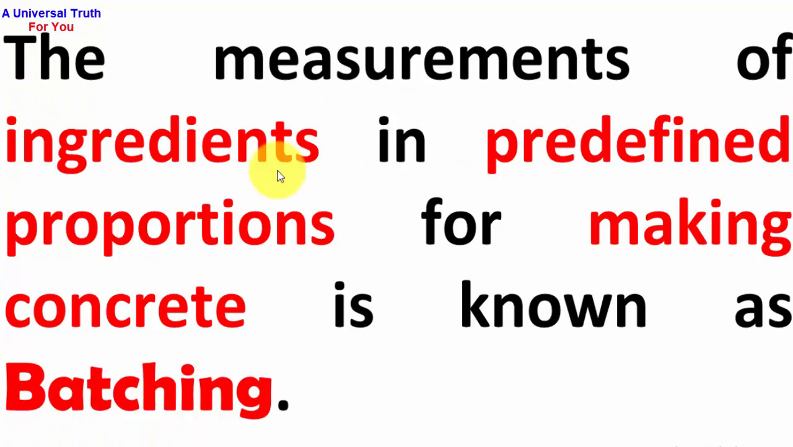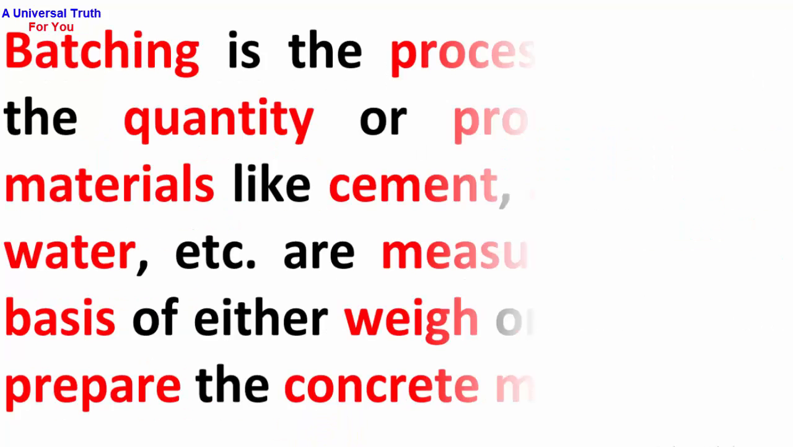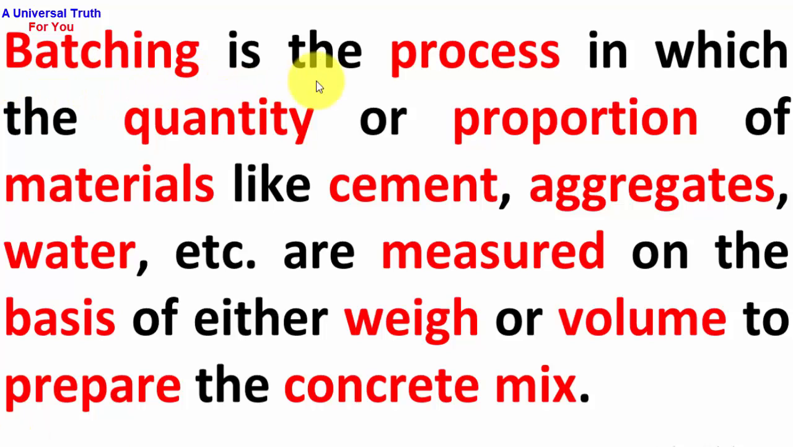The measurements of ingredients in predefined proportions for making concrete is known as batching. Batching is the process in which the quantity or proportions of materials like cement, aggregates, water, etc. are measured on the basis of either weight or volume to prepare the concrete mix.